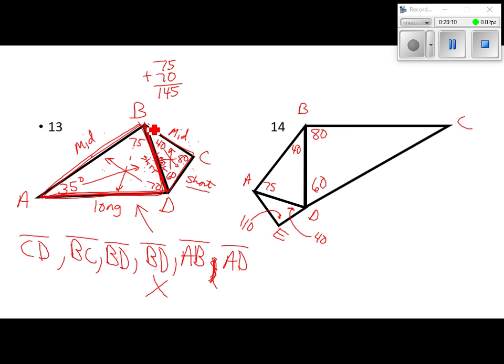I'm going to find the angles first. 80 plus 60 is 140. Subtract that from 180. That leaves us with 40 degrees there. Here, 40 plus 75 is 115. Subtract that from 180 and you get 65. So that angle's 65 degrees right there. These two, 110 plus 40 is 150. That leaves 30 degrees for that one.